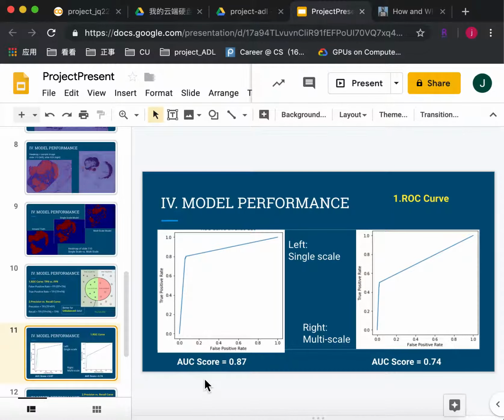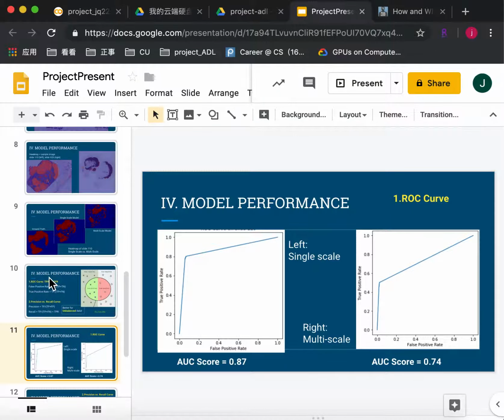And we could also get the area under the curve. It's called the AUC score, as a summary of the model's performance. The higher, the better. So we could see 0.87 vs 0.74, so the left one is better.